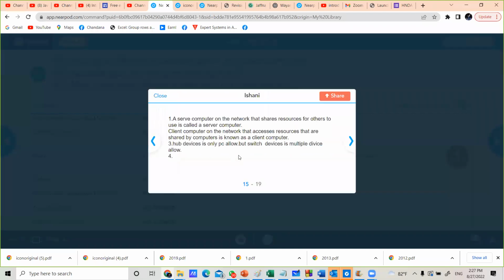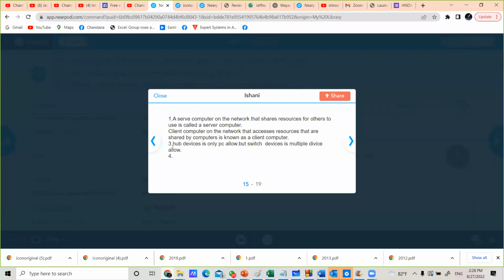Shani answered only the first 3 questions. Server: a computer on the network that shares resources for others to use is called a server. Yes, sharing resources, or the best term is sending services to other computers. Client: computers on the network that access resources shared by a computer are known as clients. That's also okay. The client computers always request the services from the server computer and receive the service.